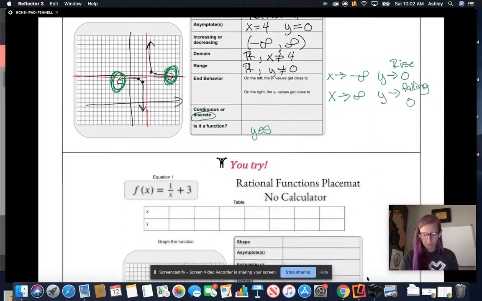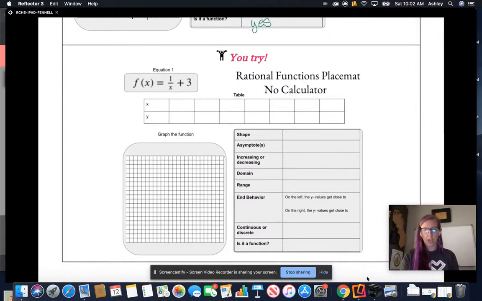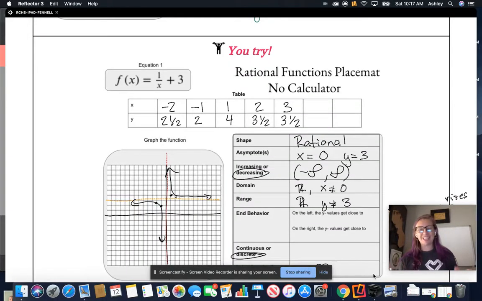All right, your turn. Give this one a shot. Create your table, create your graph, and then check it and make sure you know what you're doing. So this video is getting really long, so I filled it out for you, but I am going to walk you through it. So again, always pick values to the left of the vertical asymptote and to the right of the vertical asymptote.